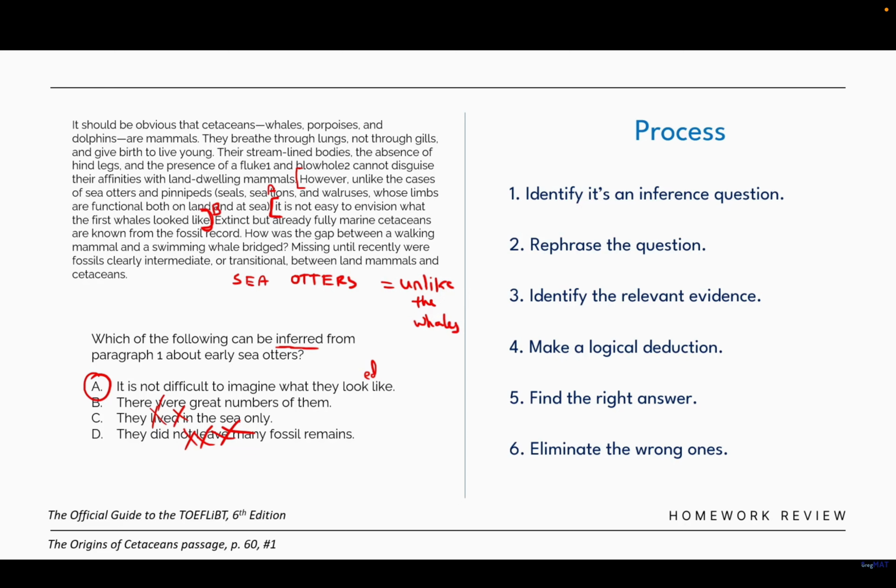It is not easy to envision what the first whales looked like. Yeah, rephrase that. What does it mean? They don't know what the first whales looked like, right? Yeah. And this is unlike the sea otters. So what deduction can you make? So it's easy to know how sea otters look. Exactly. And then which answer choice says that? It's not difficult to imagine what they look like. Okay, so it is not difficult to imagine. Yeah, not difficult means it is easy, right? Yeah.